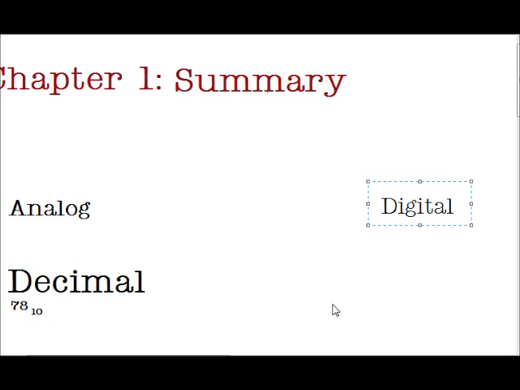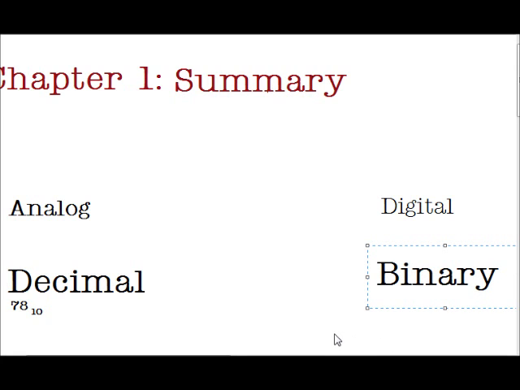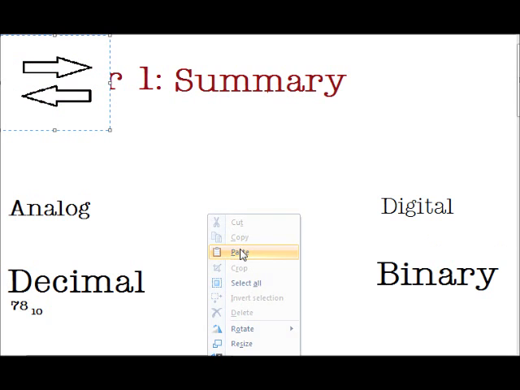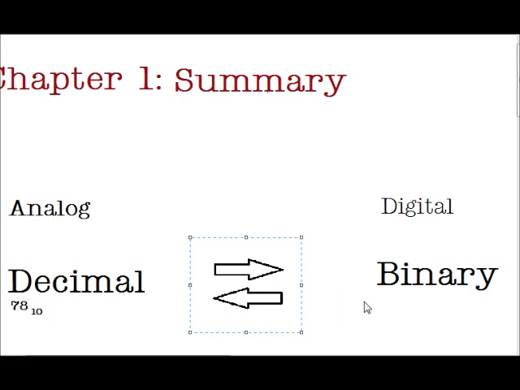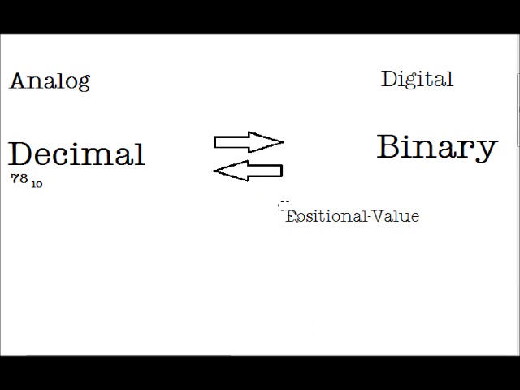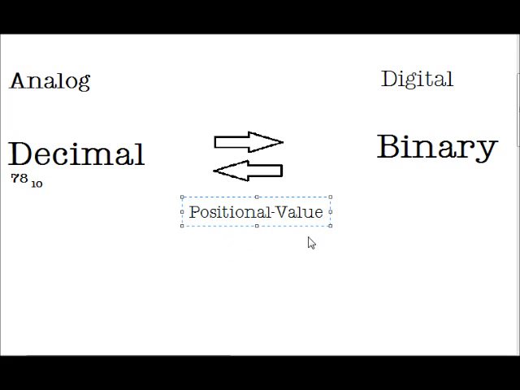But in the digital world, decimal numbers have to be represented in binary. And so we need to be able to convert from binary to decimal and decimal to binary. To convert from binary to decimal or decimal to binary, we will use the positional value method.